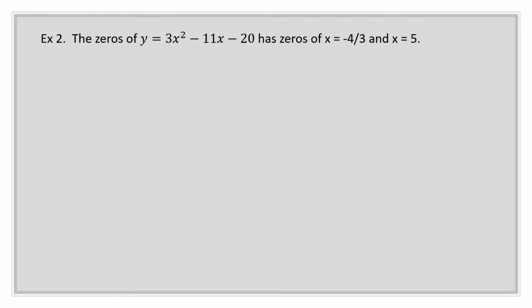All right, so let's look at example number 2. We are given the zeros that will make this quadratic equal 0. So what we're going to do is work backwards. And what I mean by that, and this is strictly a hypothetical, this is an example.